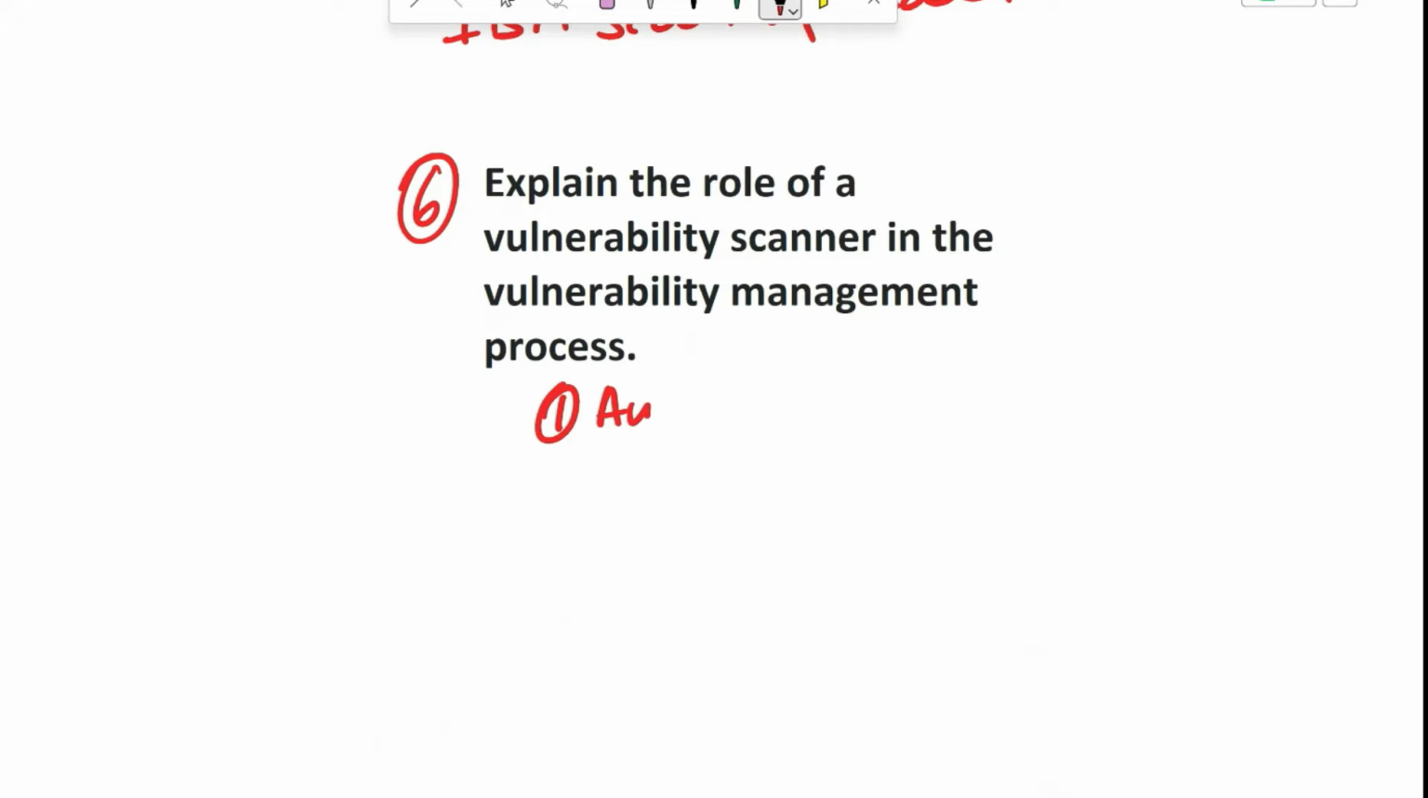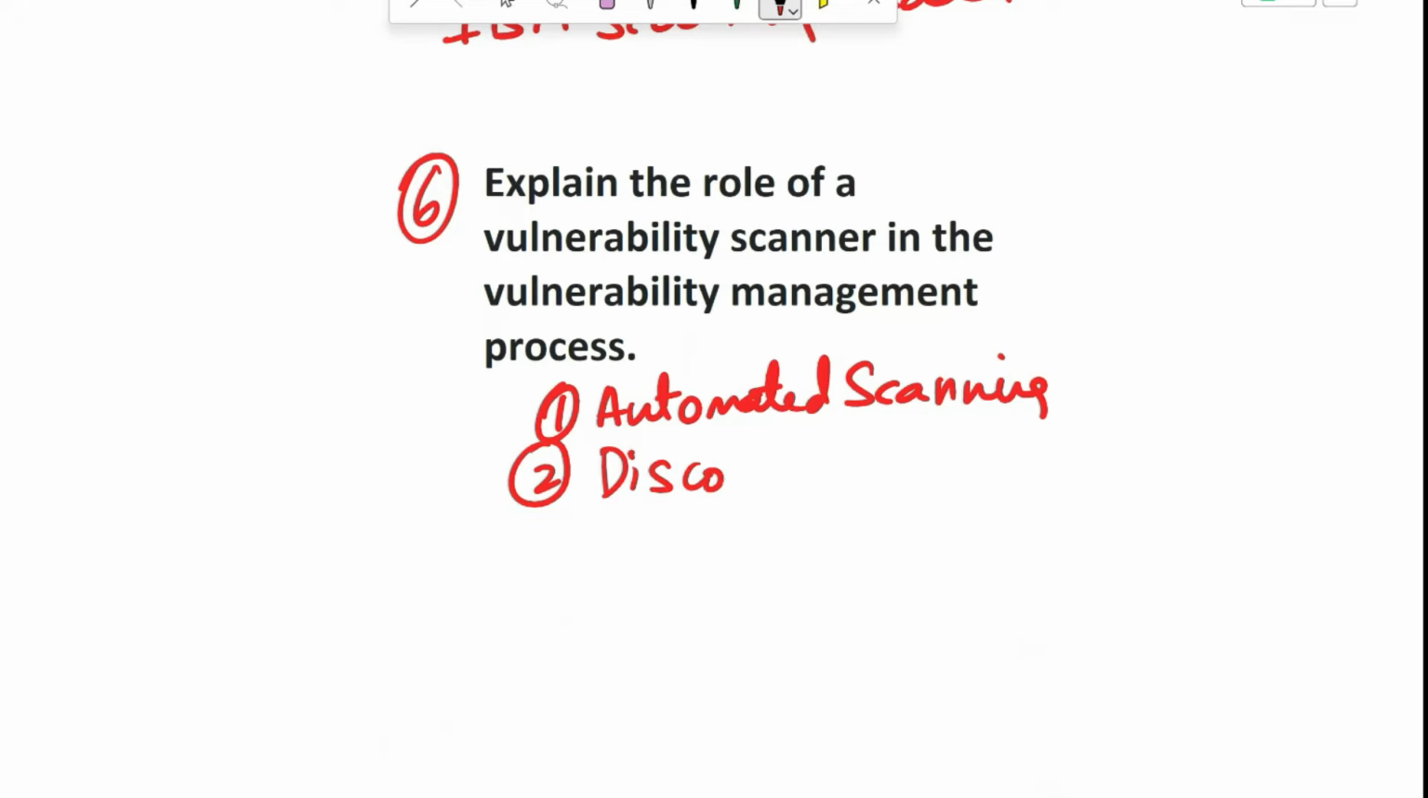First one is automated scanning. Vulnerability scanners automate the process of scanning large numbers of assets such as servers, workstations, databases, network devices to identify vulnerabilities. This automation saves time and resources compared to manual assessments. Then is discovery of vulnerabilities. The primary function of a scanner is to identify security vulnerabilities within scanned assets. It analyzes system configuration, services, ports, and applications to detect known vulnerabilities and potential entry points for attackers.